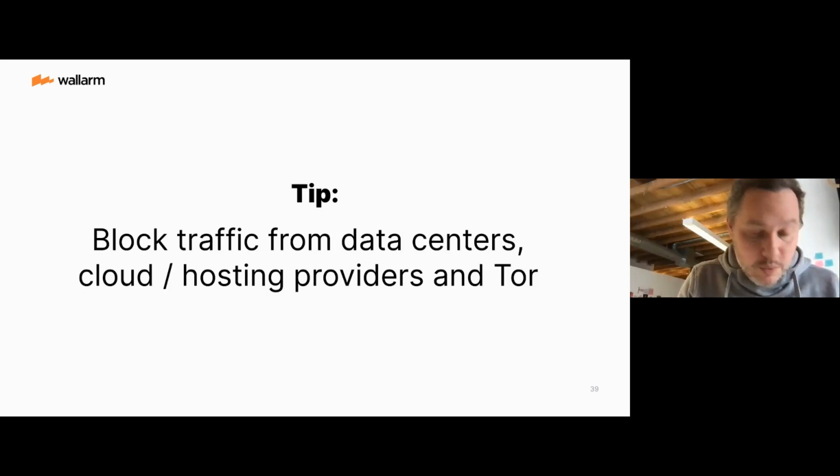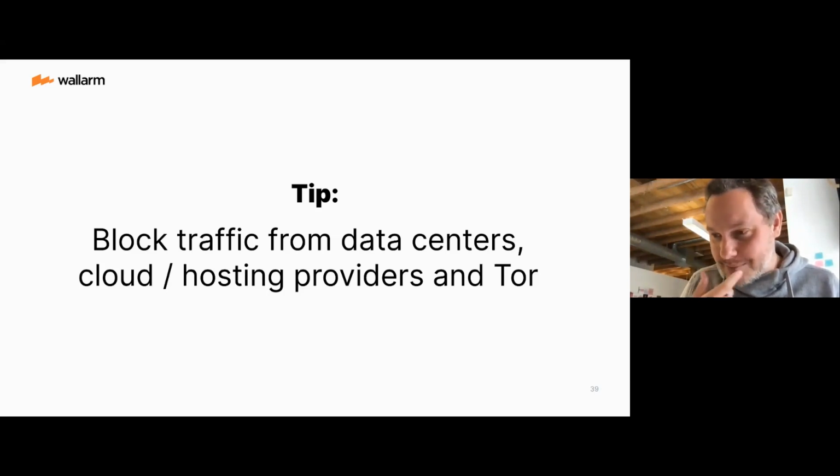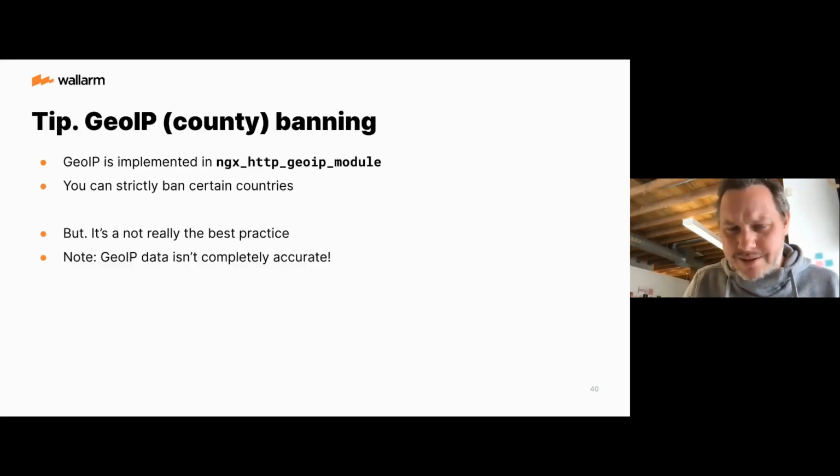So one of the first tips is basically what kind of traffic you can block by default, right? You don't need all the traffic. You need the traffic from your customers, from your users. And there are some situations when you actually can make an assumption. Hey, I don't think that my users actually come from data centers or from hosting providers. Like, it looks weird. Or why are they using Tor? You can block some of the traffic.